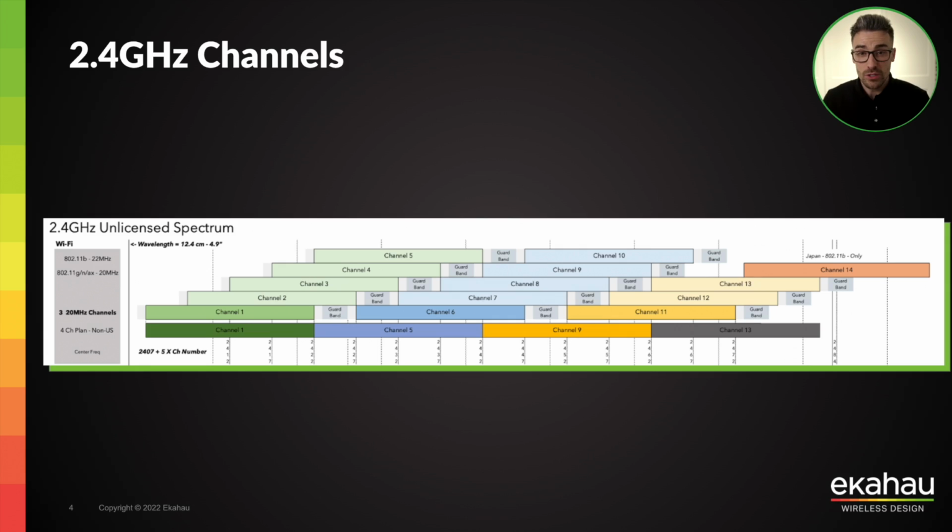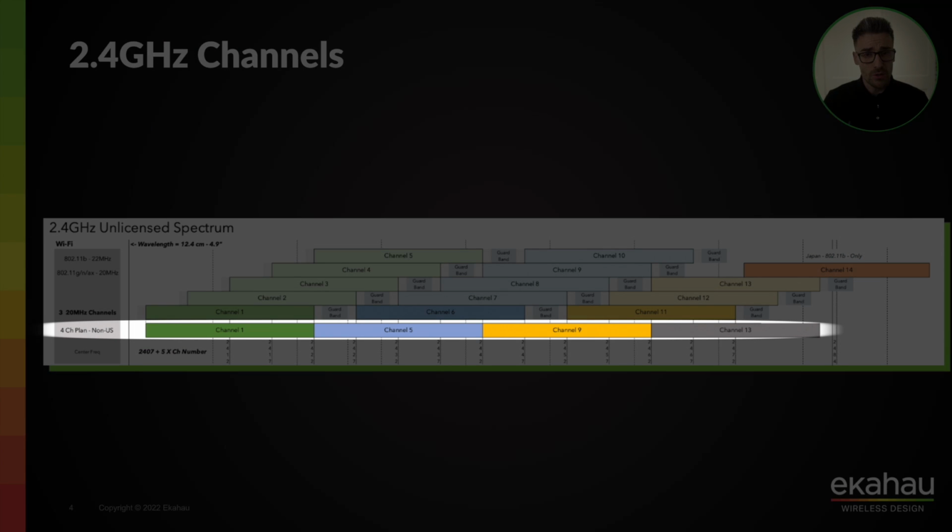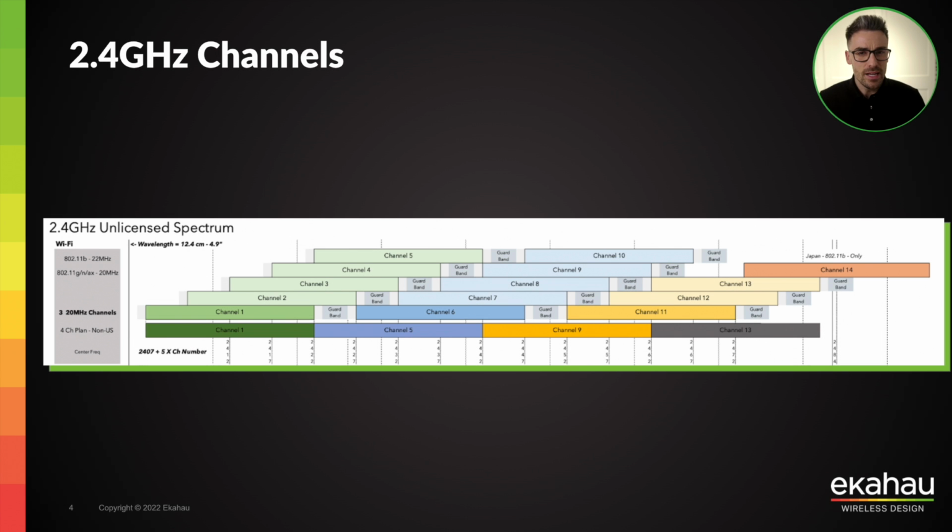There may be some people watching this video who are also from the UK or in Europe who can use channels 1 through 13 in the 2.4 gigahertz frequency band and are saying, hey Matt, we could actually technically do a 4 non-overlapping channel plan by using channels 1, 5, 9 and 13. And yes, that is technically correct, but why do I not recommend that?